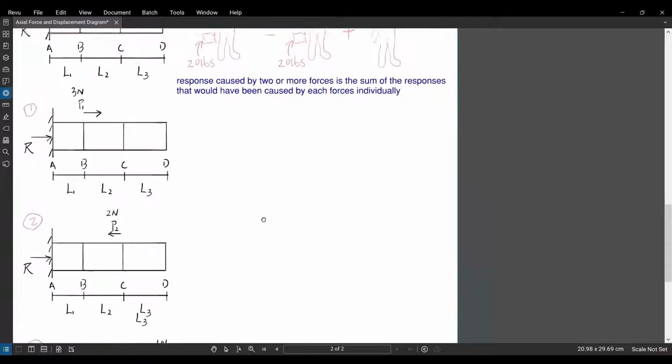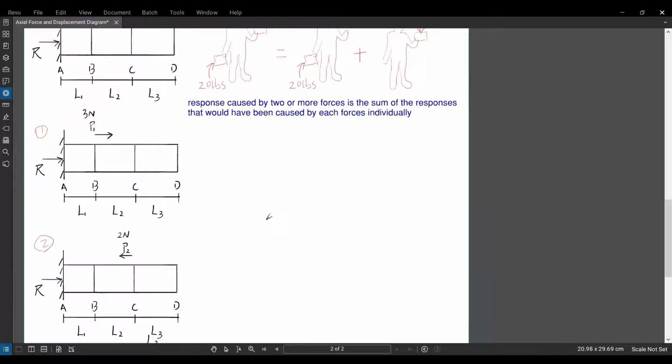Now, to solve the displacement at point D, we will need to calculate the individual displacements caused by the individual loads. So I will call the first displacement delta D1. This is the displacement caused by P1. The force P1 is only causing stress in the segment AB. In segments BC and CD, there is zero stress, although everything is going to move to the right-hand side. That amount will be delta D1.